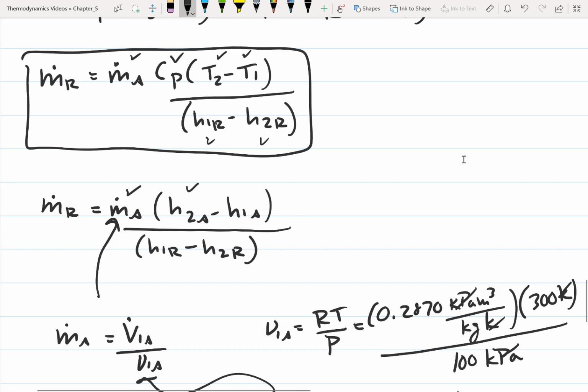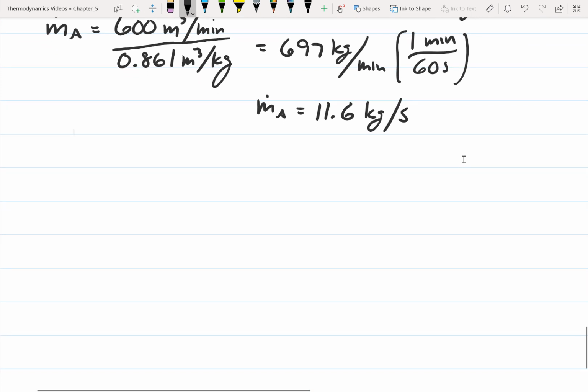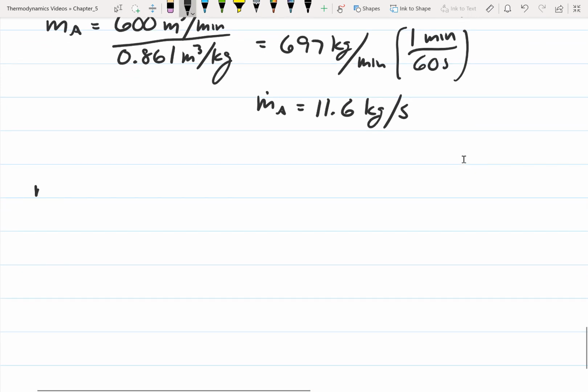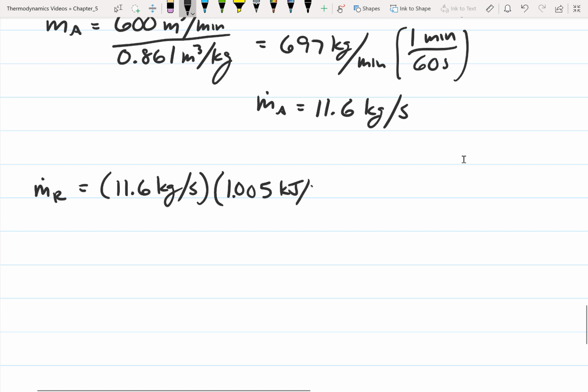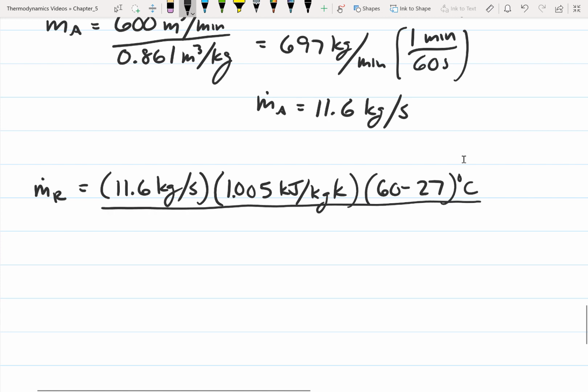We also know the enthalpy of the inlet and outlet of the air, and then just the refrigerant. So let's go down here and solve these. The mass flow rate of the refrigerant is equal to 11.6 kilograms per second multiplied by, and this is the one with the specific heat, 0.05 kilojoules per kilogram Kelvin, multiplied by 60 minus 27 degrees C. And we can do this because the delta K and delta C end up being the same.